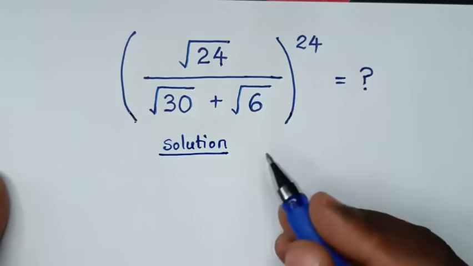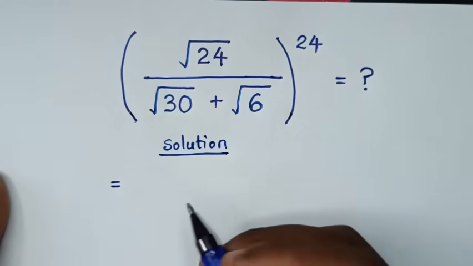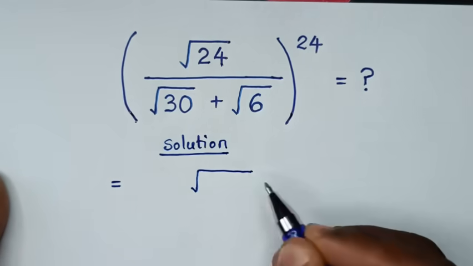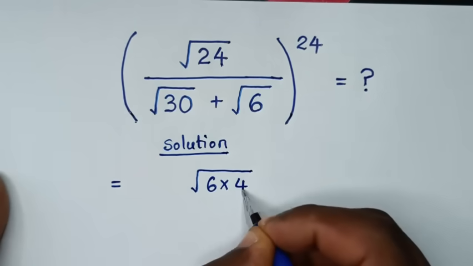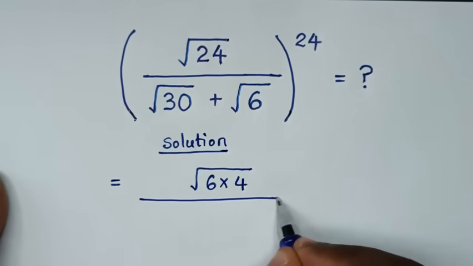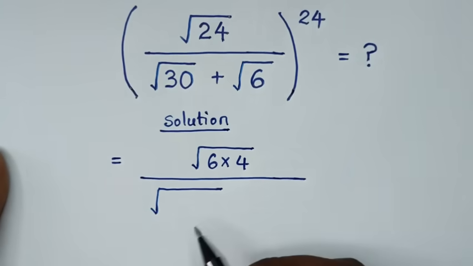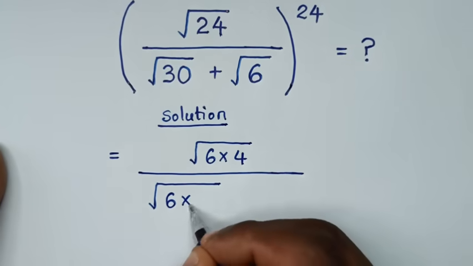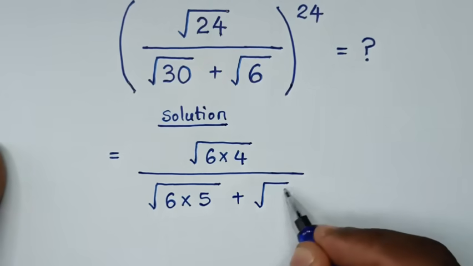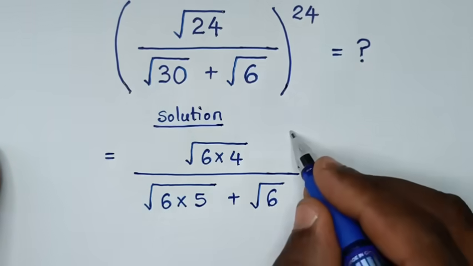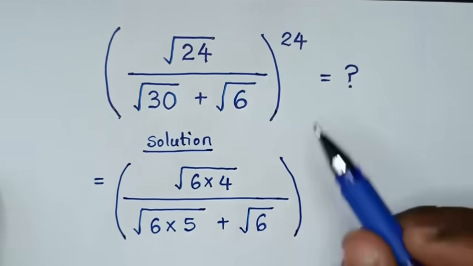From our problem, it will be equal to square root of 24. 24 is the same as 6 times 4. Then over square root of 30. 30 is 6 times 5. Then plus square root of 6. Then bracket power of 24.